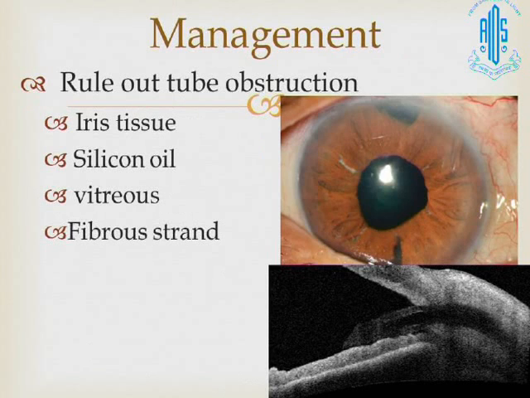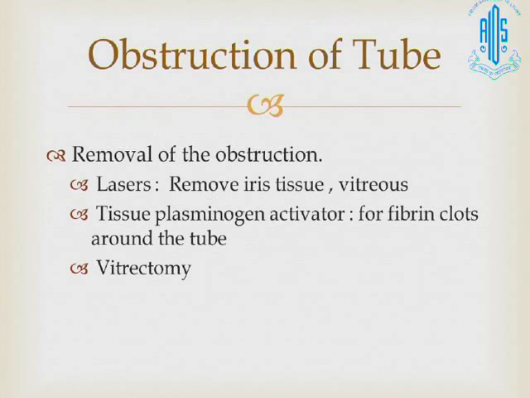So how do we manage this phase? First, rule out the tube obstruction. Could be because of some iris tissue, silicone oil, vitreous or fibrous strand. The mechanism is already been explained. But in this, the only thing that you can use is laser. You can use it to cut the tissue which is obliterating the lumen, or tissue plasminogen activator can be used to dissolve the fibrin clot around the tube.